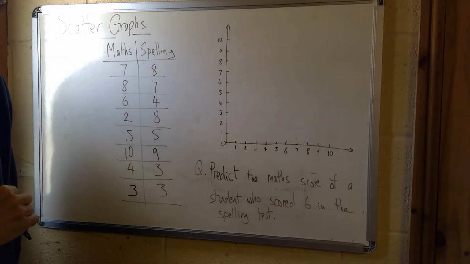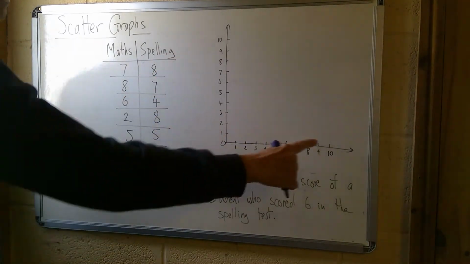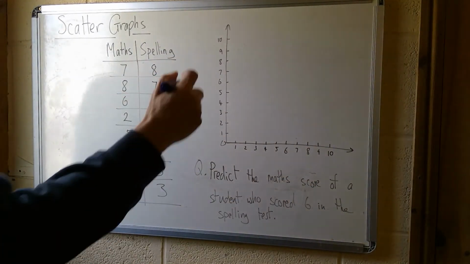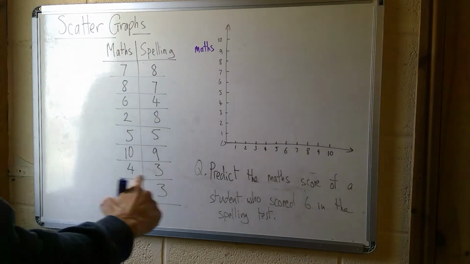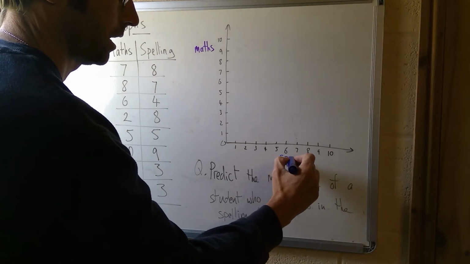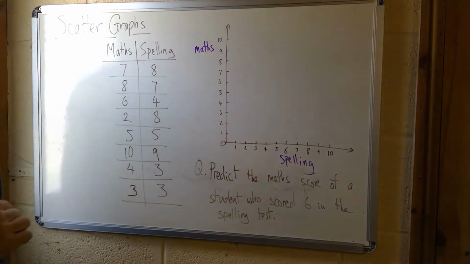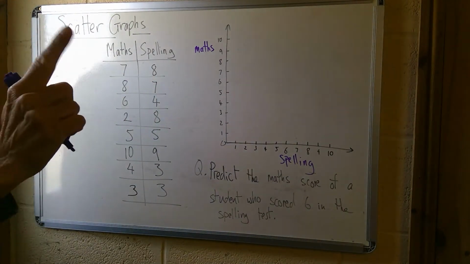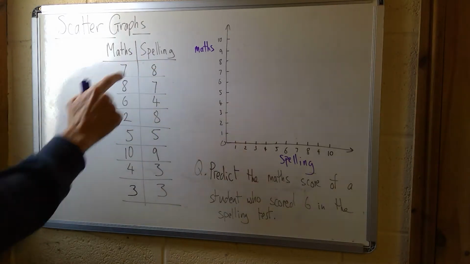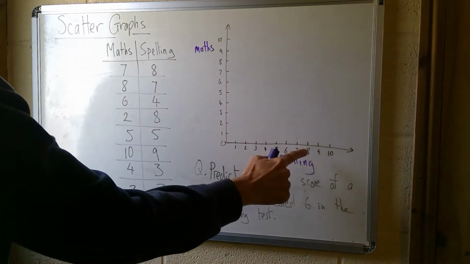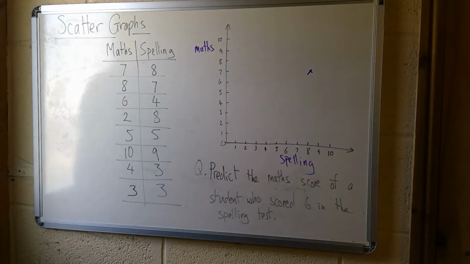So I draw one pair of axes, two axes, and on the vertical axis I'm going to plot the maths score, and on the horizontal axis I'm going to plot the score for spelling. So each pair of results is represented by one single point. So the first person scored 7 on the maths, 8 on the spelling, and where those two coincide is where I draw my point.